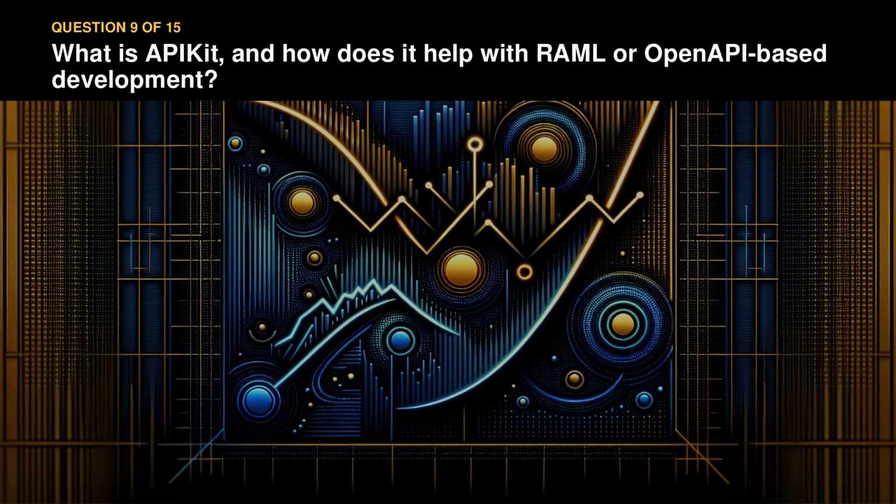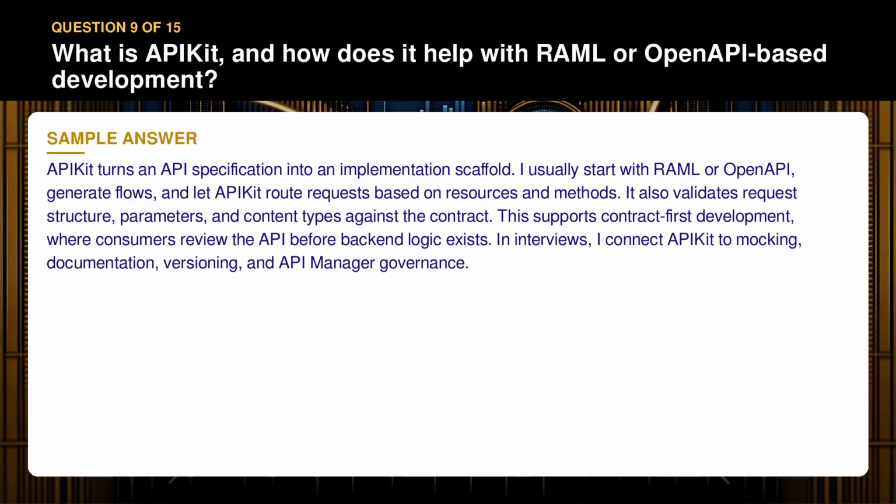Question 9. What is APIKit, and how does it help with RAML or OpenAPI-based development? APIKit turns an API specification into an implementation scaffold. I usually start with RAML or OpenAPI, generate flows, and let APIKit route requests based on resources and methods. It also validates request structure, parameters, and content types against the contract. This supports contract-first development, where consumers review the API before back-end logic exists.